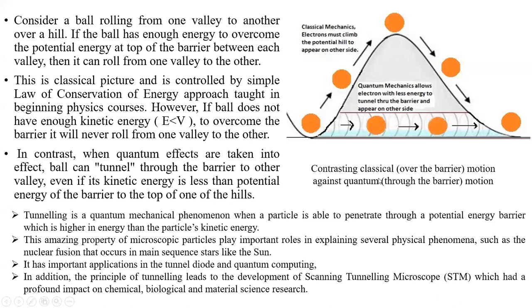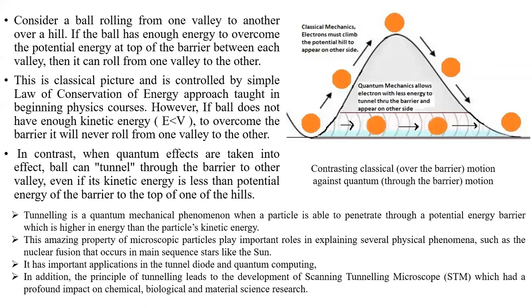But this is the classical picture, which is controlled by the simple law of conservation of energy, an approach taught in the beginning of the physics course for all of us, and you are well aware of it. However, if the ball does not have enough kinetic energy to overcome this potential barrier, it will never roll from one valley to another.